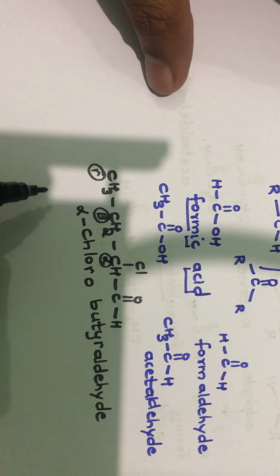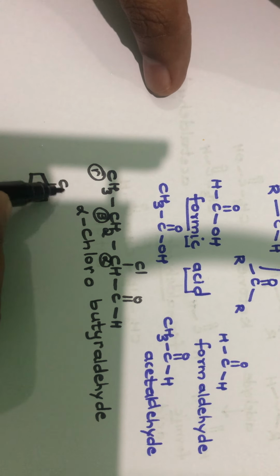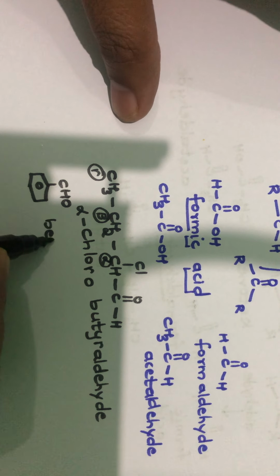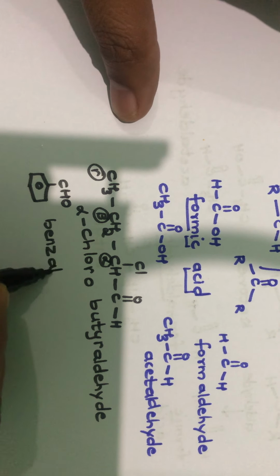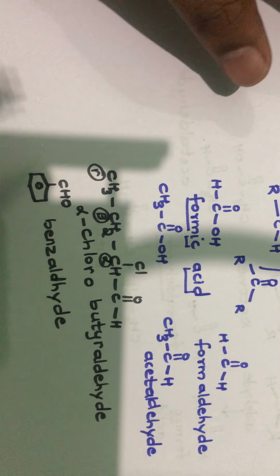For aromatic aldehydes, the simplest aromatic aldehyde is this molecule. Okay, benzaldehyde. This is benzaldehyde. If it was an acid, it would be benzoic acid; it is benzaldehyde.